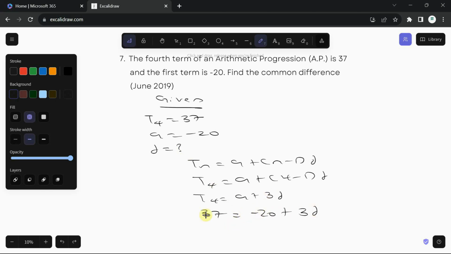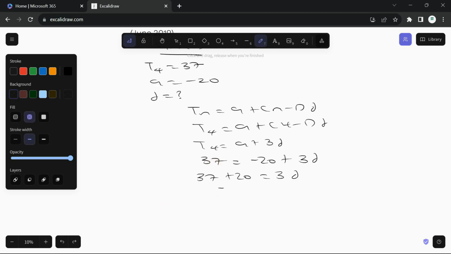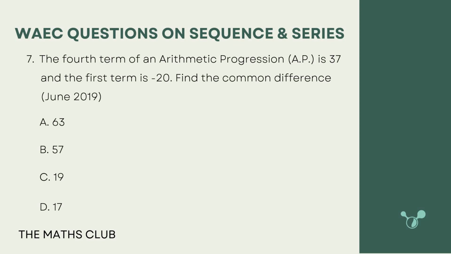So minus 20 to the other side, that will be 37 plus 20 is equal to 3D. 37 plus 20, that will give us 57. 57 is equal to 3D, right? If I divide both sides by 3, I'll be able to find what D is. So this will cancel this, this will cancel this. You'll be left with what? You'll be left with 19, right? So our D is actually equal to 19. Let's see if we're correct. That should be option C.